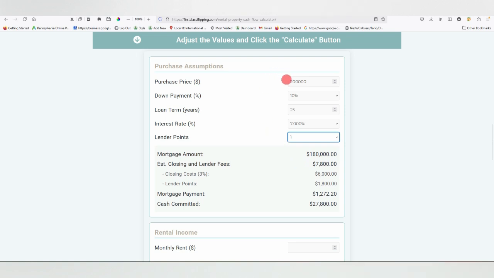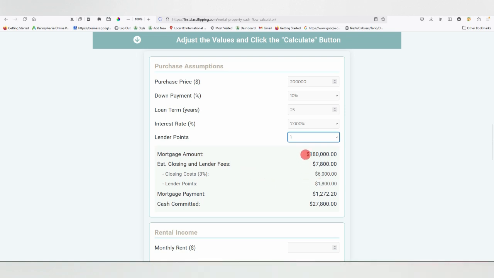You purchased it at $200,000. You had to put 10% down. So you're getting a mortgage for $180,000. We estimate the closing costs around $7,800. Closing costs are usually about between 3 to 5% on the purchase. We put 3% here. You got your lender's points.